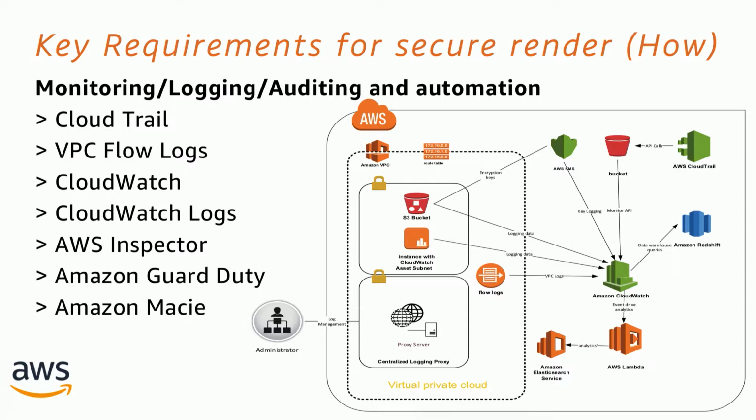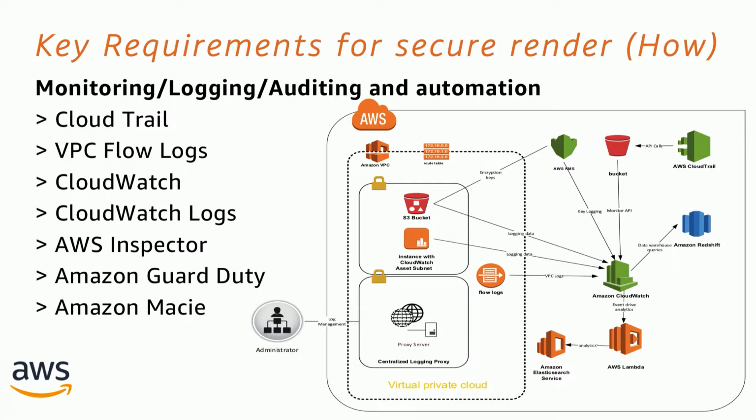Monitoring, logging, auditing, and automation. That is very, very important. There are so many services out there that offer you, at each level, some level of automation, auditing, and monitoring. CloudTrail gives you the capability to monitor each and every single AWS API or CLI request that was ever called by any user.